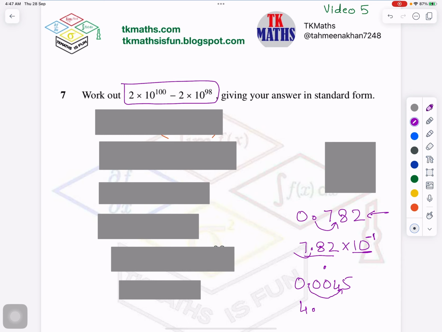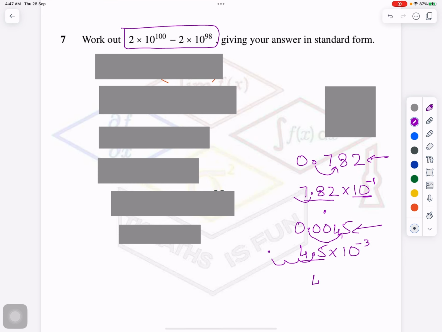It means this number should look like this. But what should it multiply by? What should this multiply by so that I can get this number back? So it should go back how many places? 1, 2, 3. It should come here, right? So it means I will multiply it by 10 power minus 3. So in short, I can say 4.5 times 10 power minus 3 will give me back this answer. So this is the standard form of this number. So this is how we change any number into a standard form.